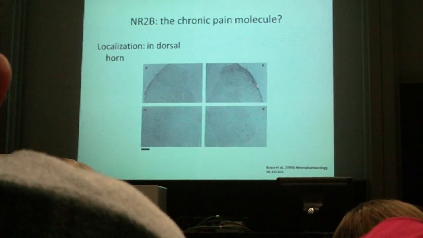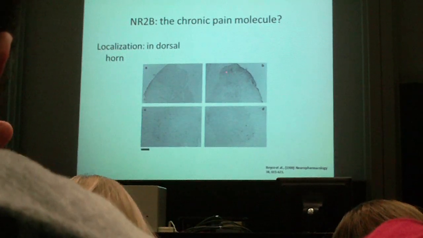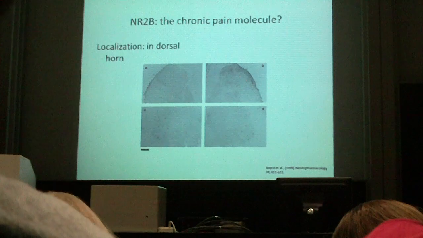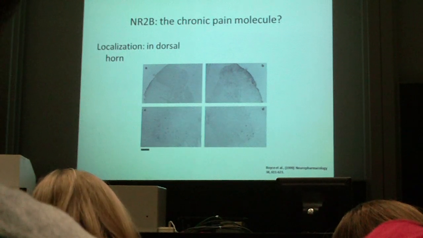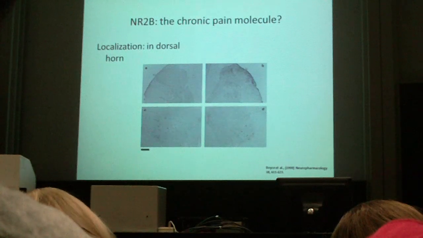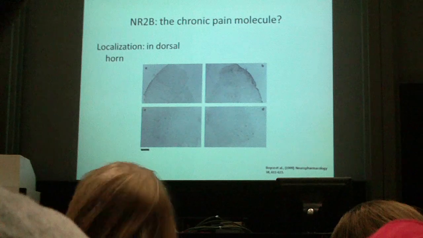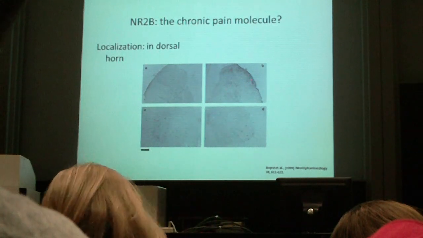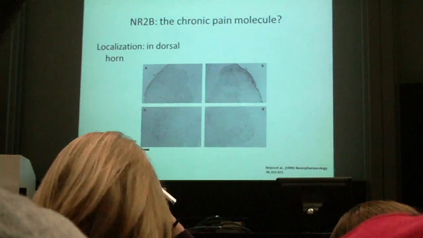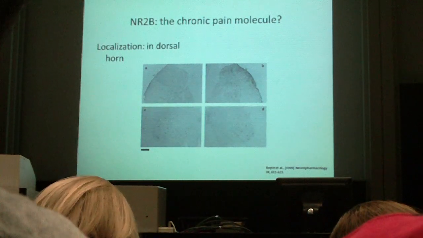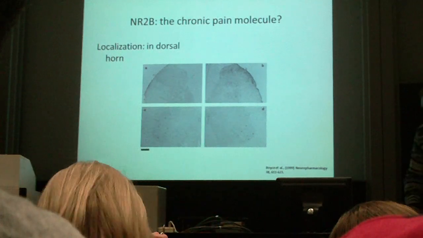Now here you see, after a lesion, an induction of antibody staining, antibodies directed against the NR2B, showing an increased presence of the NR2B. This NR2B is exclusively, almost exclusively, present in this area. And because of that, it becomes a very important target for selectively modulating the pain without a lot of side effects.